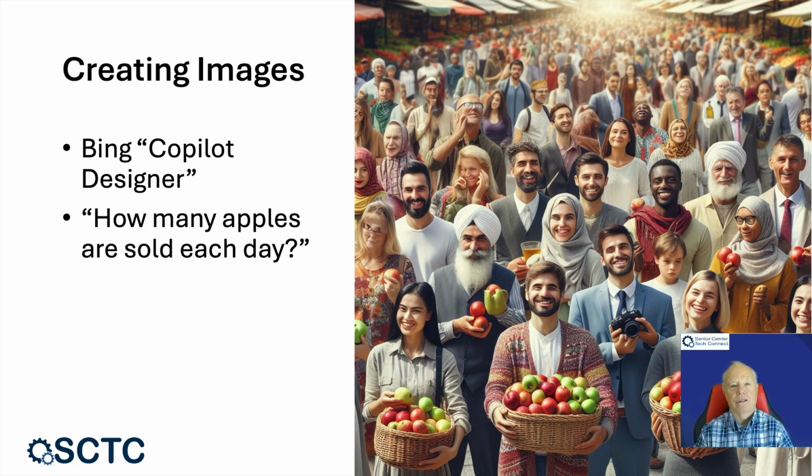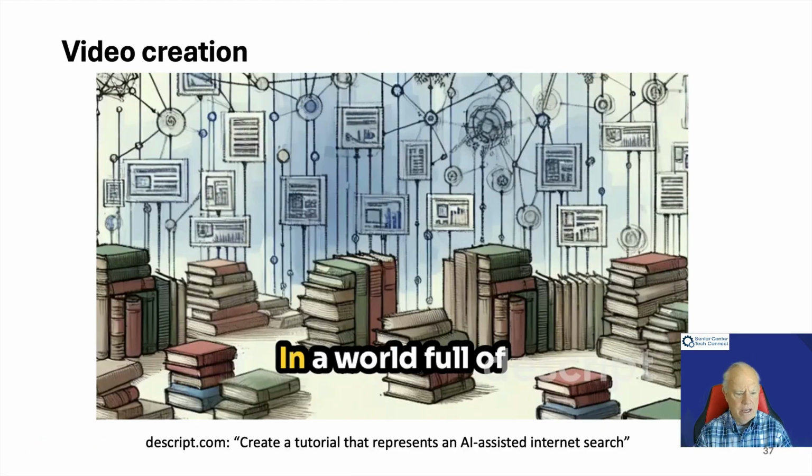Big movie studios and such that use AI have their own server farms, and they'll let it run for a long time, and it will create much more precise images. A little bit on the side. So I went to a site called Descript.com, and I said, create me a video tutorial that represents an AI-assisted internet search.